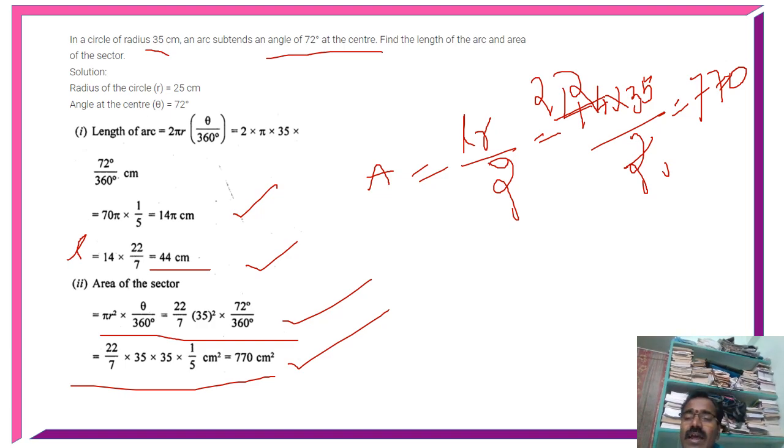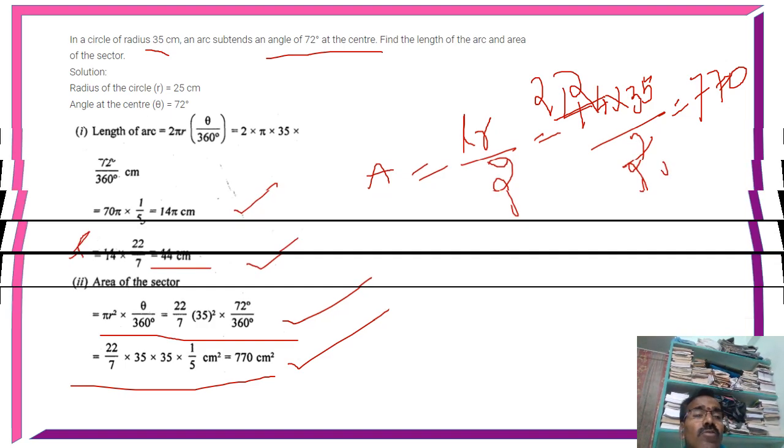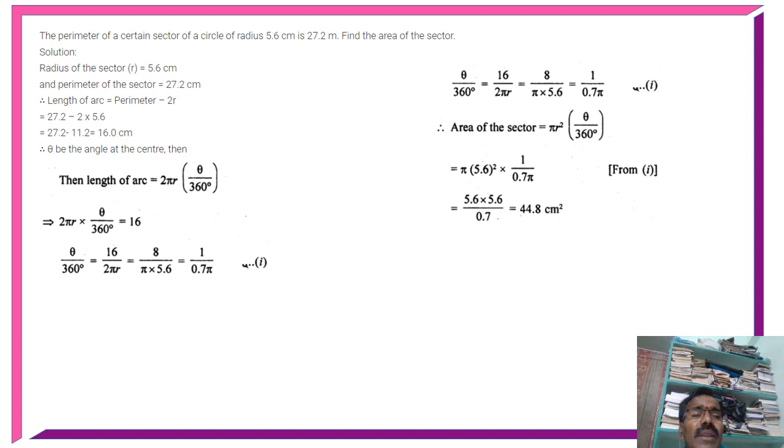Let us go with the next slide. Here the perimeter of a certain sector of a circle of radius 5.6 centimeters is given. The perimeter of sector formula is L plus 2R. Remember, perimeter of sector equals L plus 2R. Find the area of the sector.